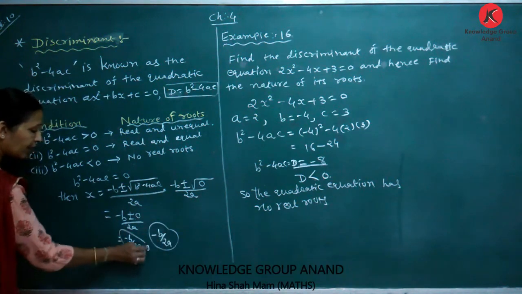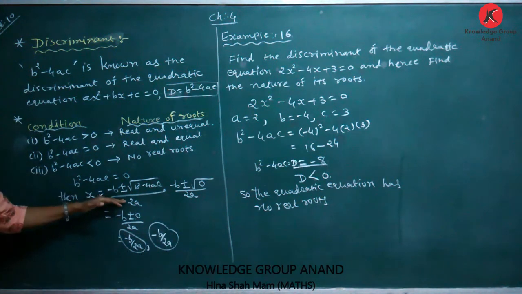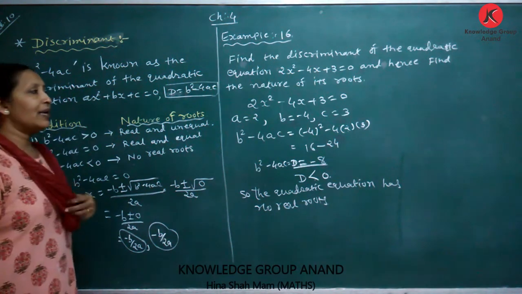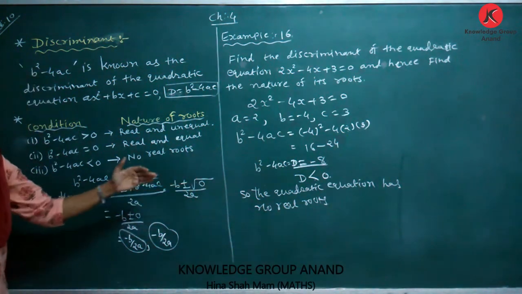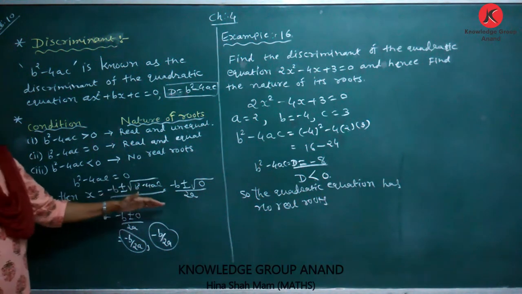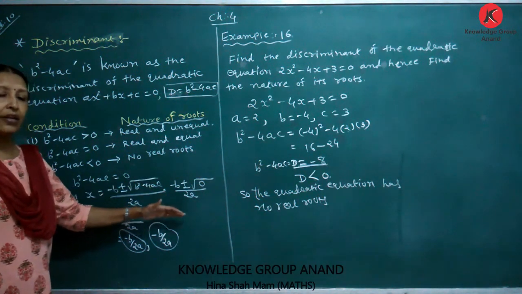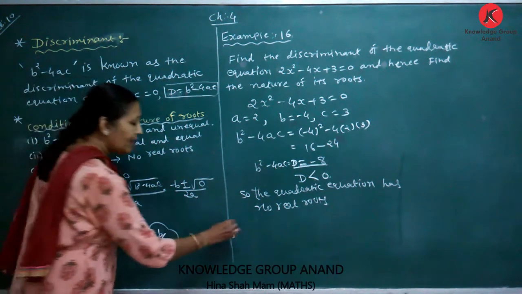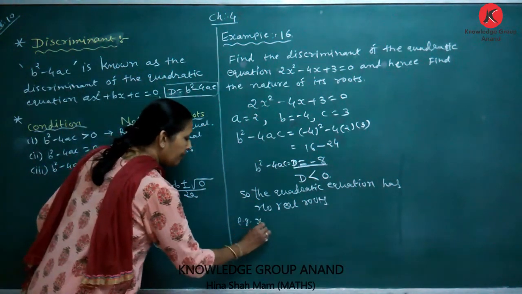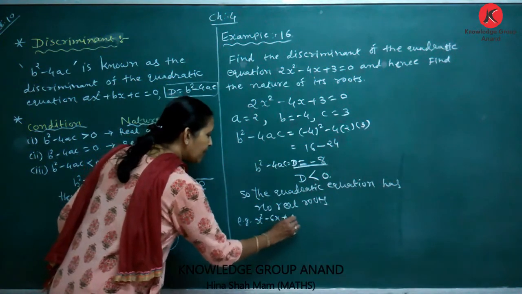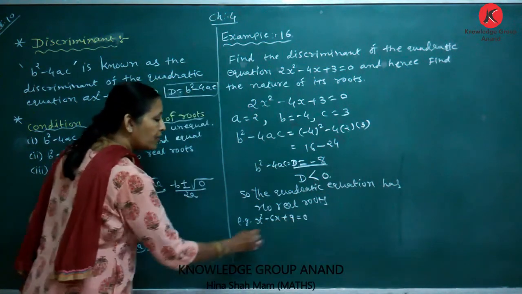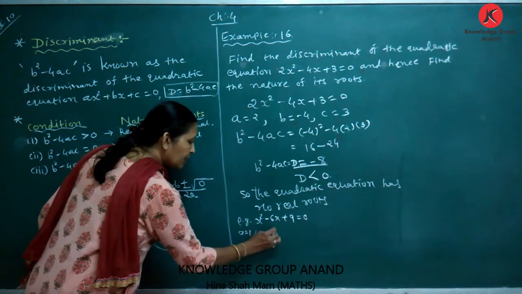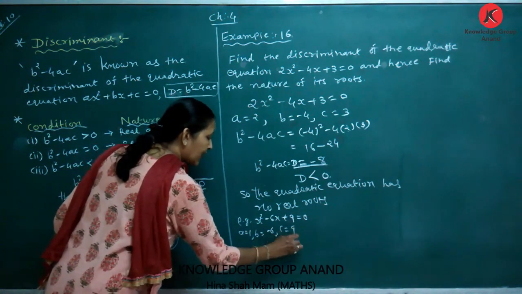Here is our formula. Suppose in an MCQ question, the question is: if x square minus 6x plus 9 has equal roots, find. Then use the formula minus b upon 2a. We take x square minus 6x plus 9 equals 0, where a is equal to 1, b is equal to minus 6, c is equal to 9.